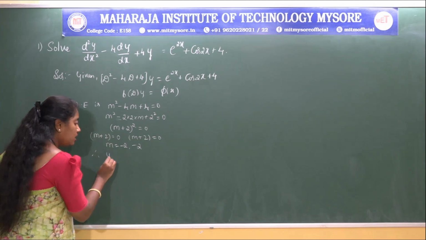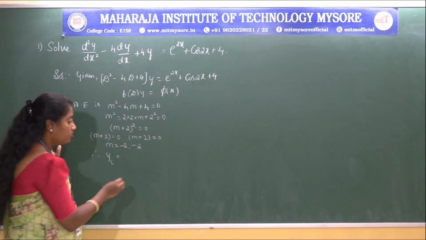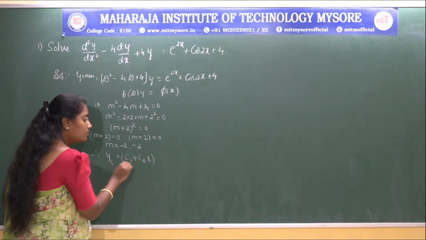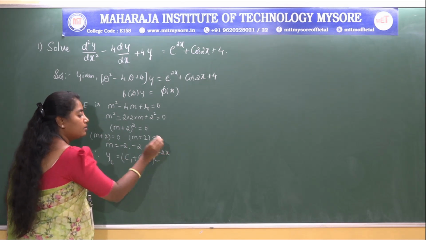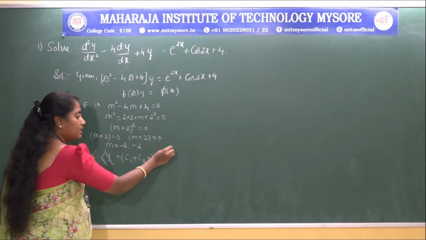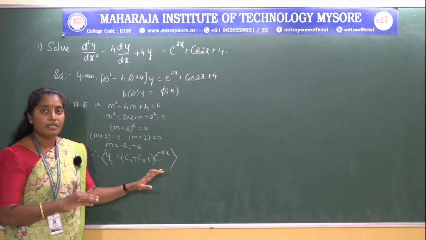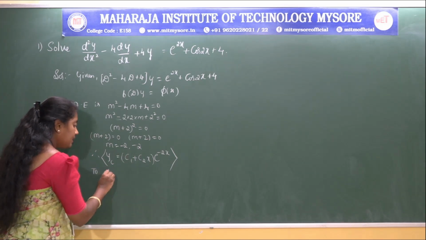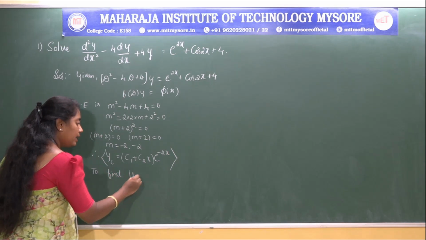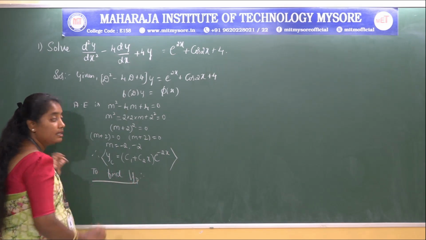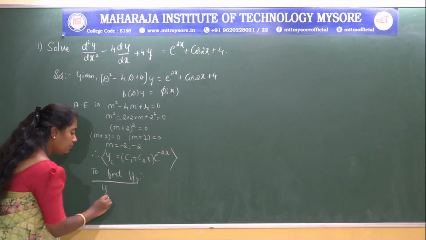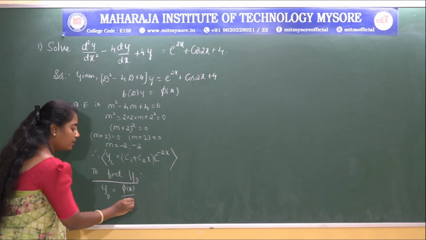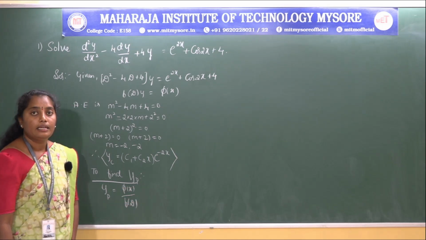Therefore for the obtained root, yc, that is the complementary solution, is equal to, for the coincident root, c1 plus c2x into e to the power of the obtained root, that is e to the power of 2x. That is the complementary solution of the given differential equation. Next, to find the particular integral, that is to find the yp value. To find particular integral yp, the formula is yp is equal to phi of x divided by f of d.